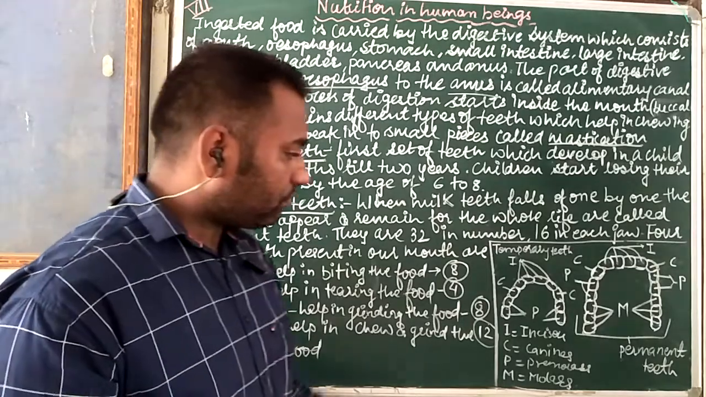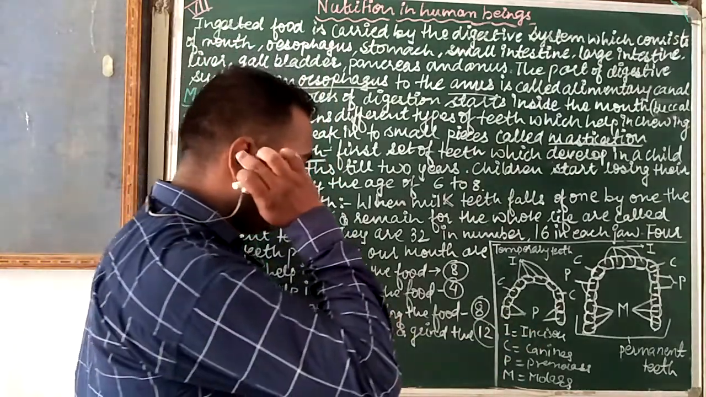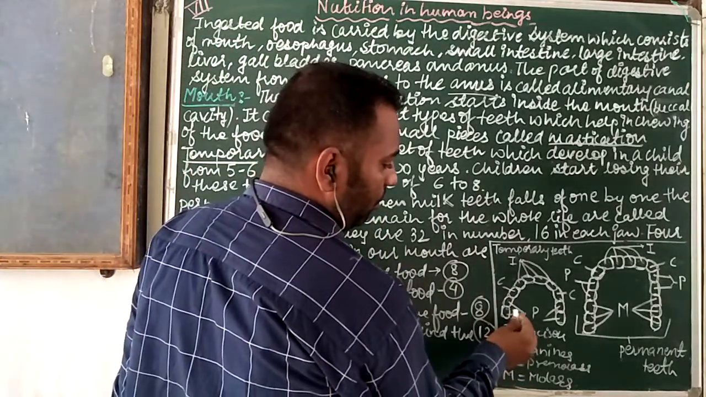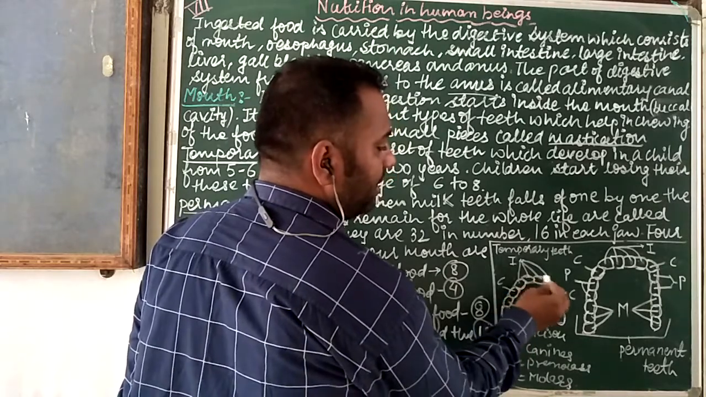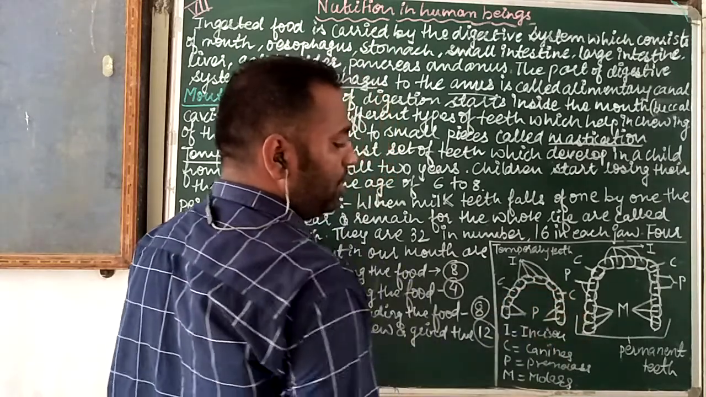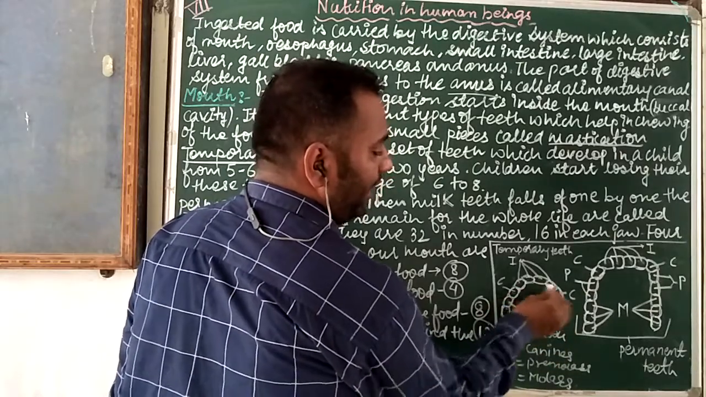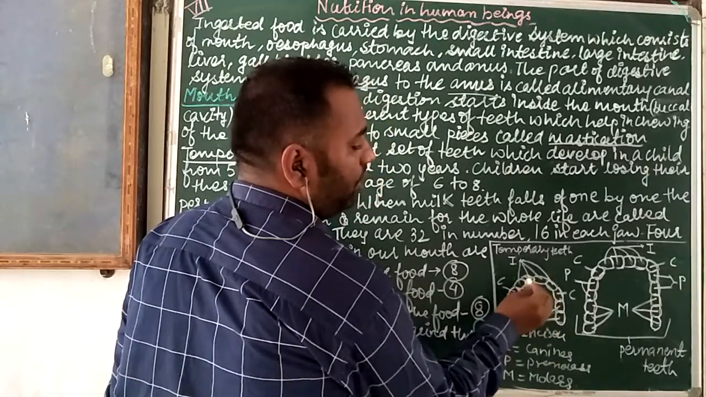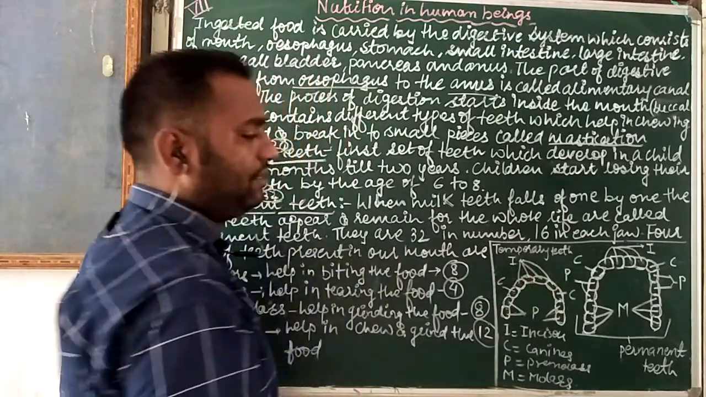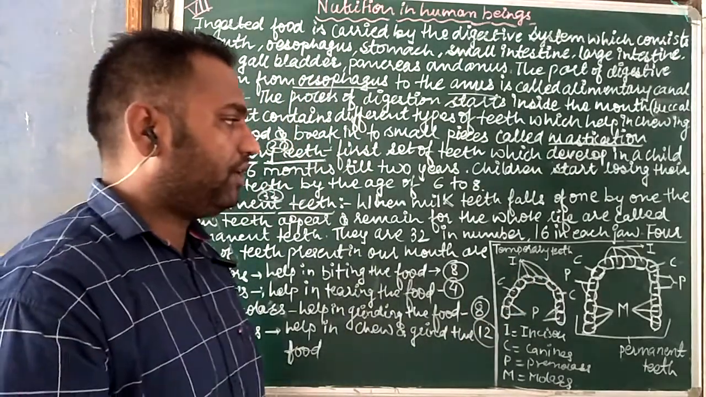So this is a total of 10 that you can count: 1 2 3 4 5 6 7 8 9 10. Out of these 10, 4 are premolars, 2 are canines, and the front 4, 1 2 3 4, are incisors. So this is the structure of our temporary teeth.